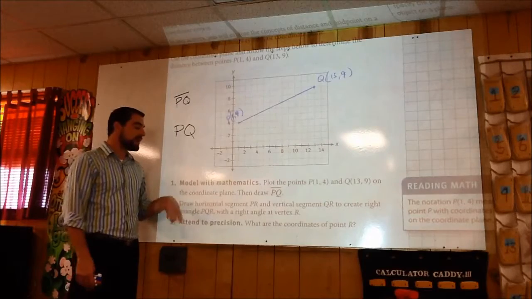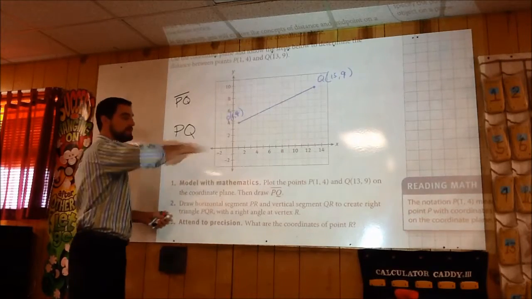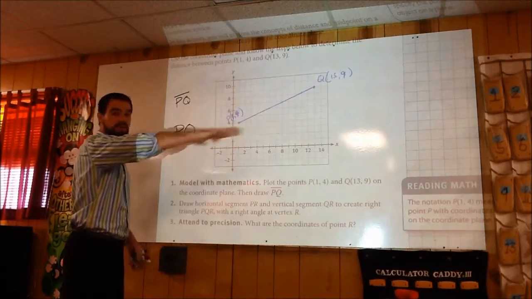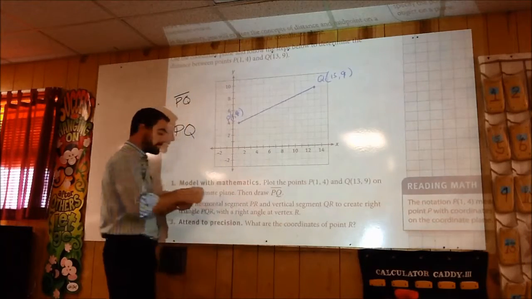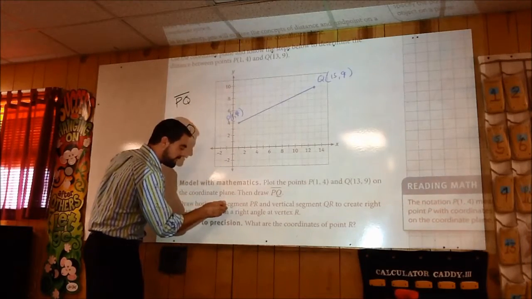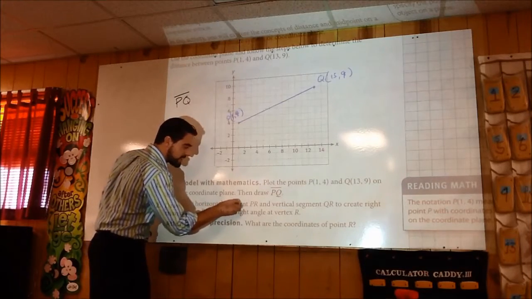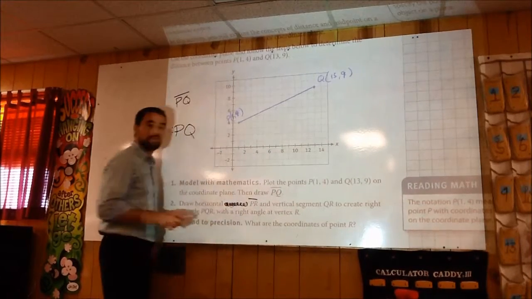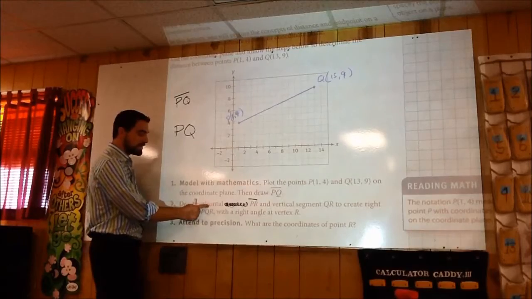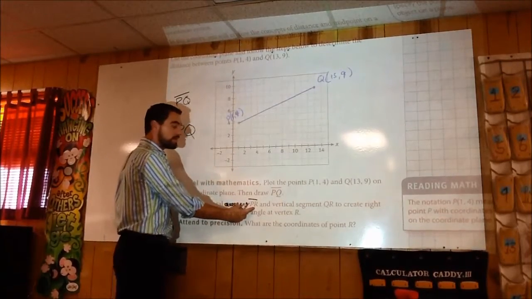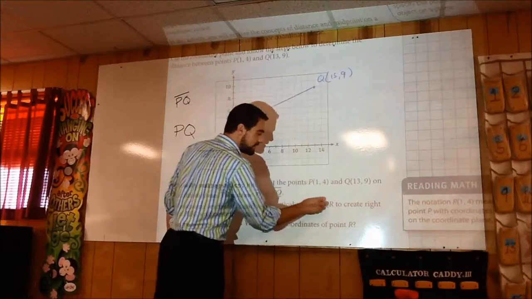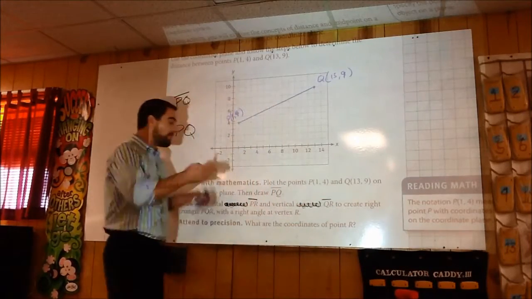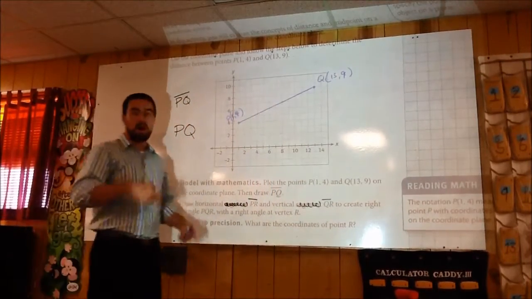Draw a horizontal segment, horizontal, like the horizon, you look out into the horizon. Draw a horizontal segment PR. I would have preferred if they used the notation, so scratch this out and this. So draw horizontal segment PR, and vertical segment QR. Now both of those segments have endpoint R.